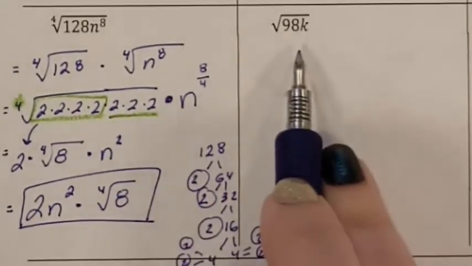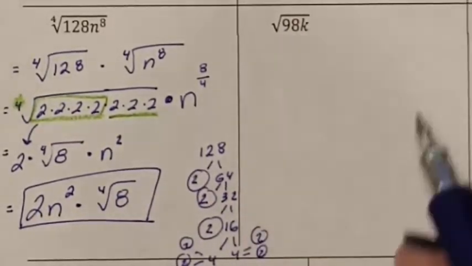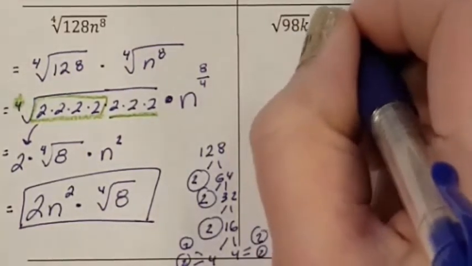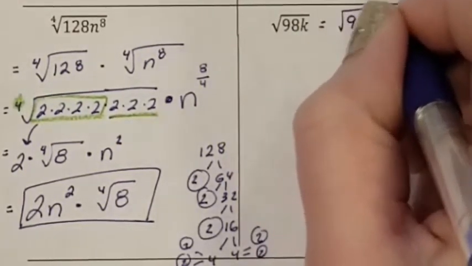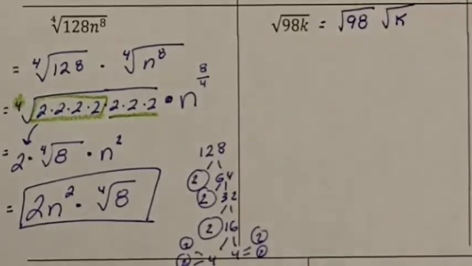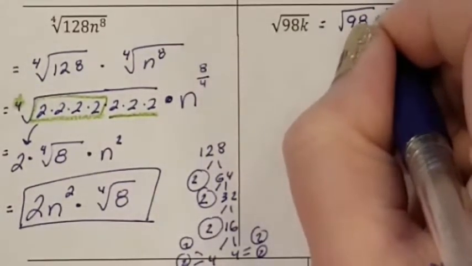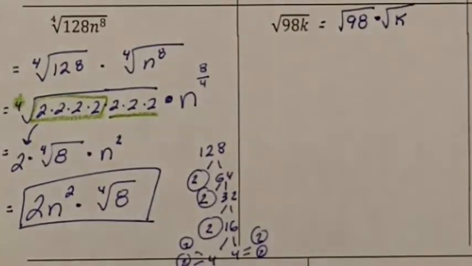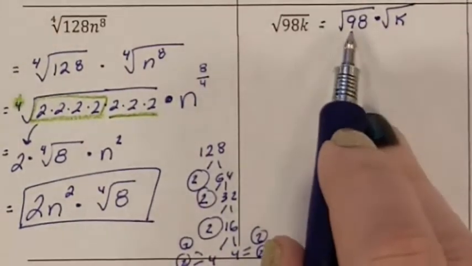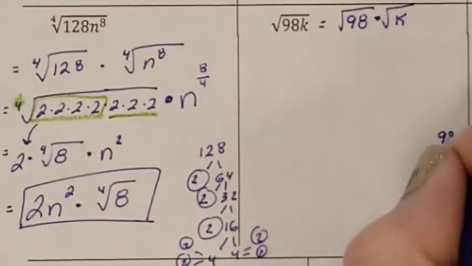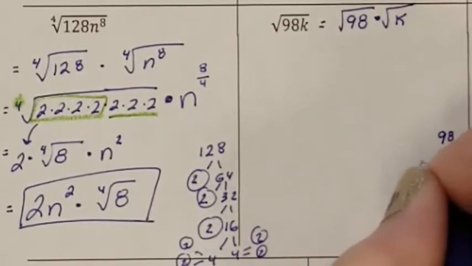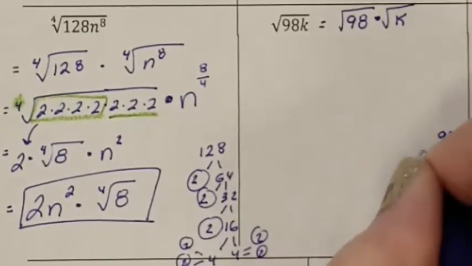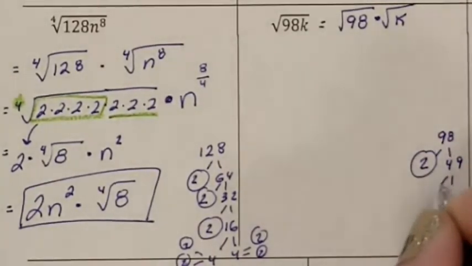Let's look at the next one. I need to separate the square root of 98 from the square root of k. And they are being multiplied, so it will help to put the multiplication symbol in there. Now I need to prime factorize 98. So 98 I know is even, so it's 2 and 49. 2 is prime, 49 is not.